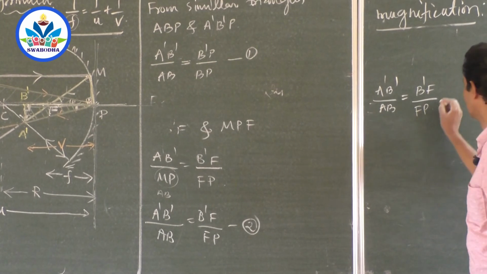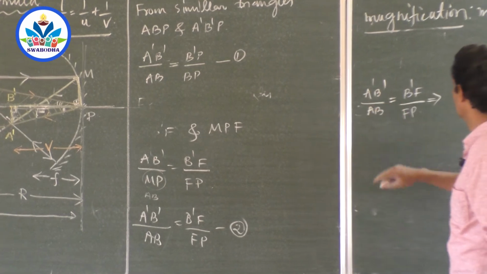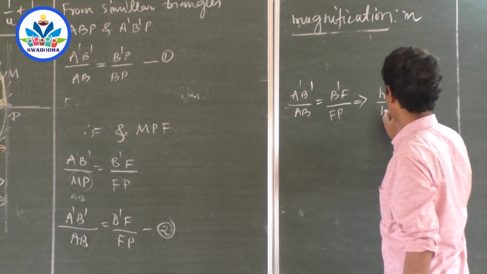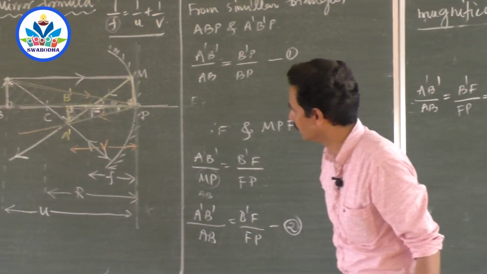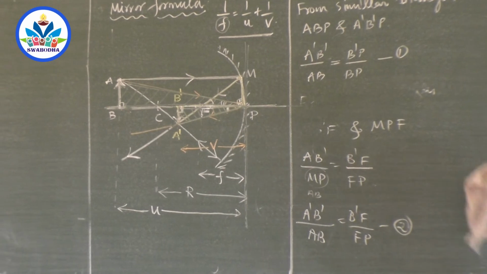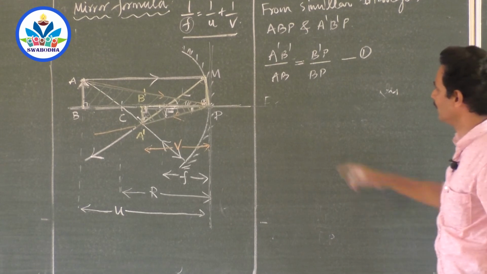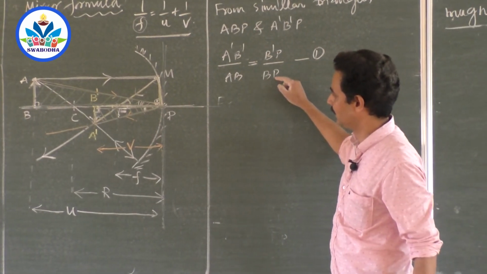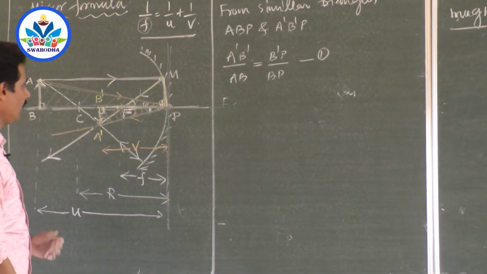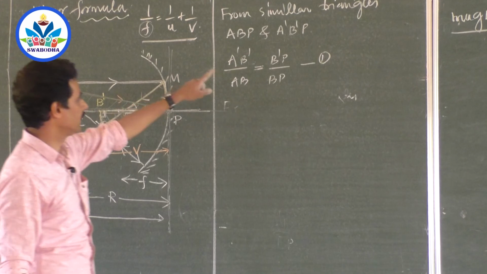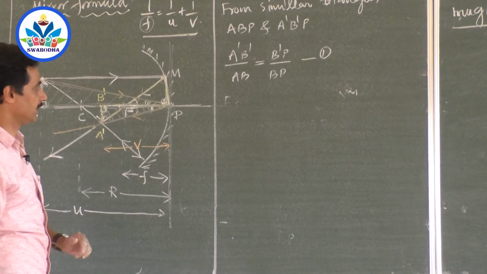A dash B dash, that implies, okay, H dash by H. I think I can use this equation. I can use this equation to get the magnification. A dash B dash by AB is equal to B dash P by BP. That gives the magnification directly. You will get this here only from the first equation. So how to get this? A dash B dash by AB is equal to B dash P by BP, and we have written it from the similar triangles ABP and A dash B dash P.